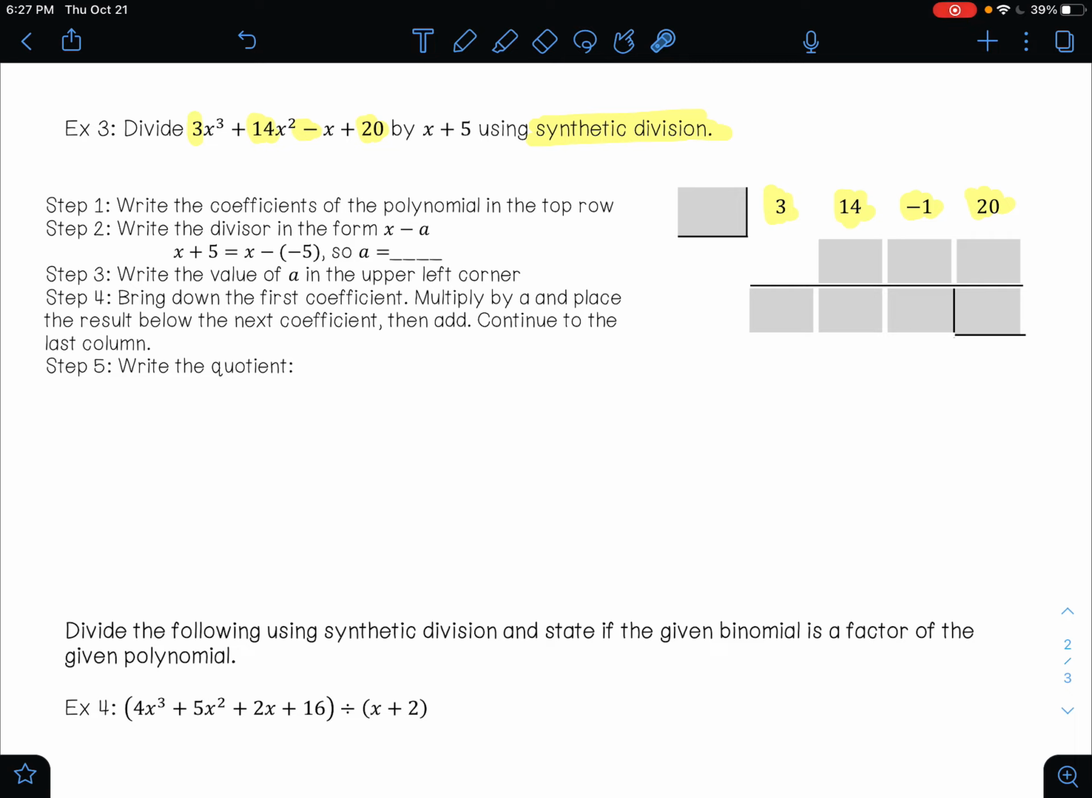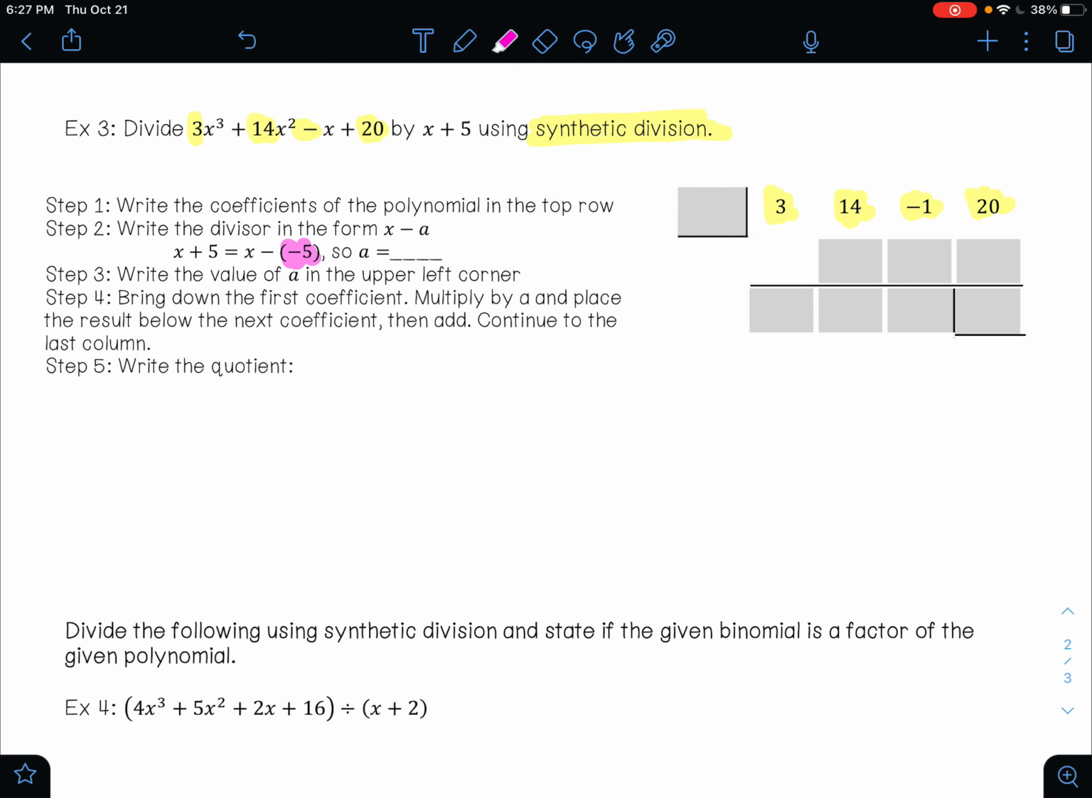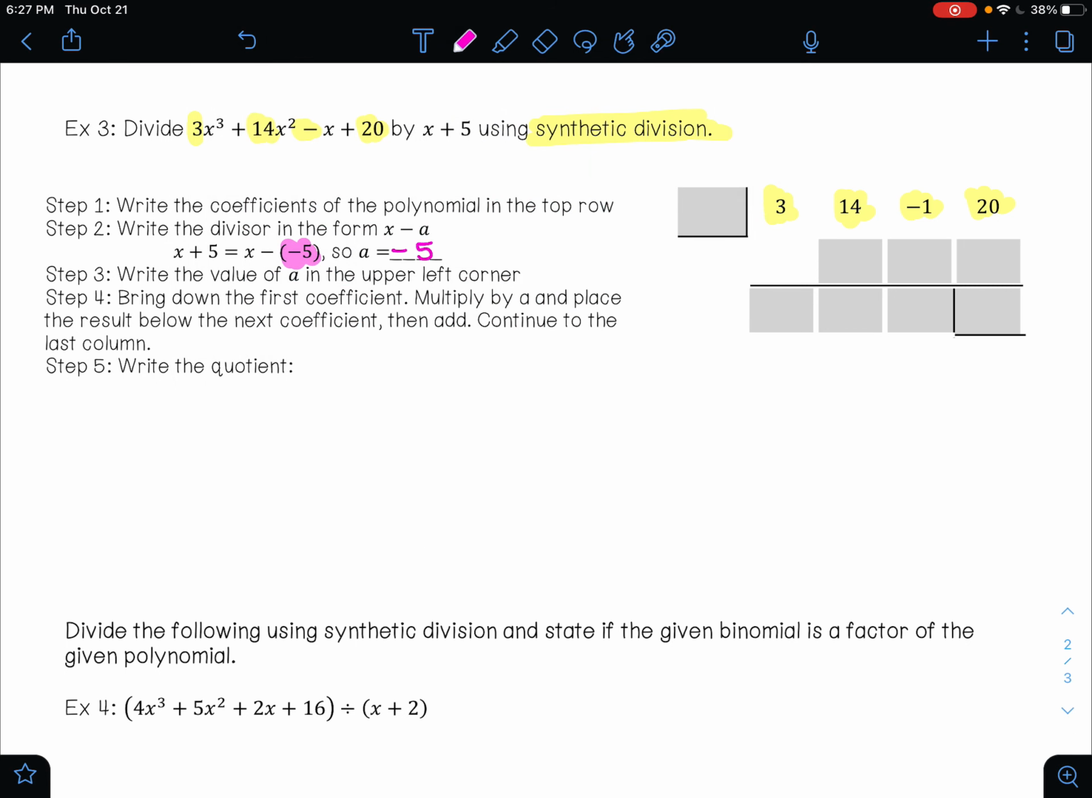So x plus 5 turns into x minus -5 because a negative times a negative would make a positive. So if it's in the form x minus a, then here a is -5. Basically, all you need to remember is whatever this number is, you're using the opposite sign. So instead of +5, we're going to use -5. Step 3, write the value of a in the upper left-hand corner. That's what I just did.